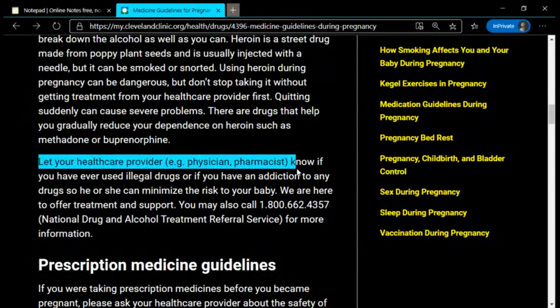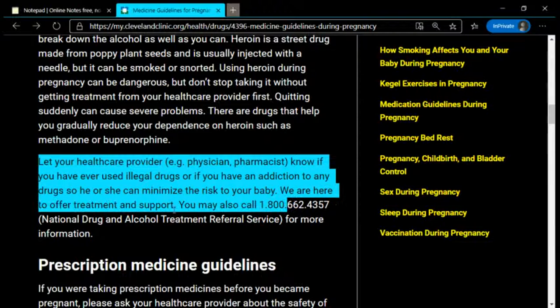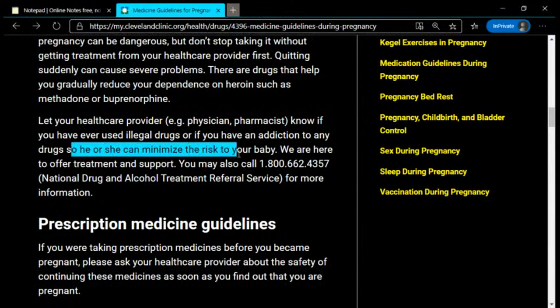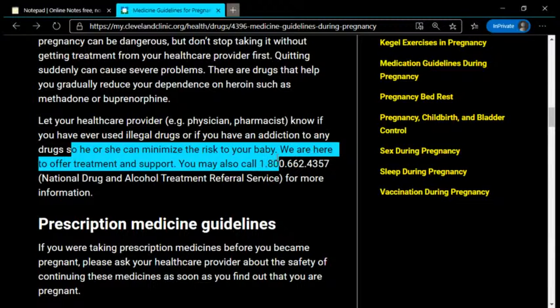Let your healthcare provider, physician, or pharmacist know if you have ever used illegal drugs or if you have an addiction to any drugs, so he or she can help your baby avoid risk and provide treatment and support.